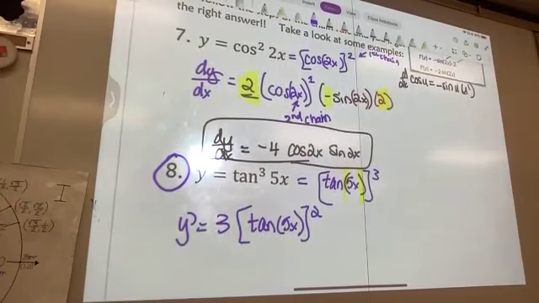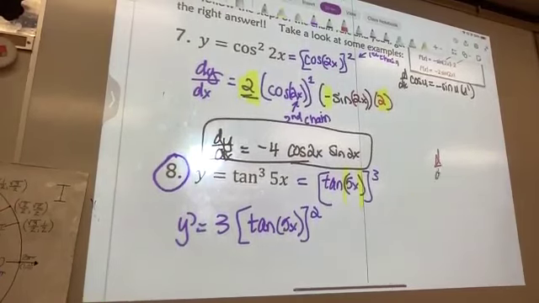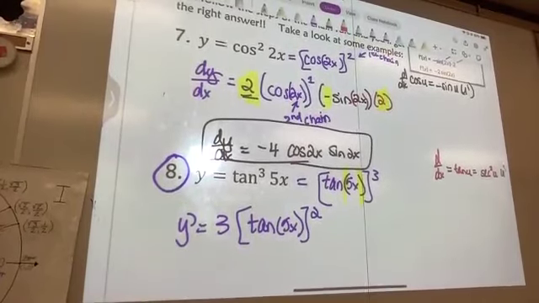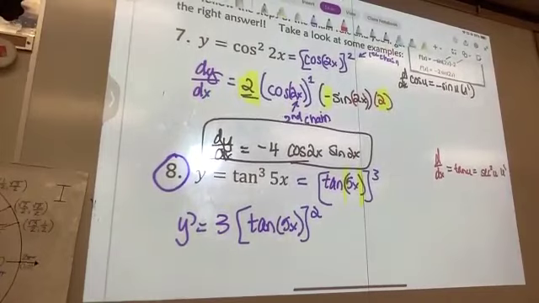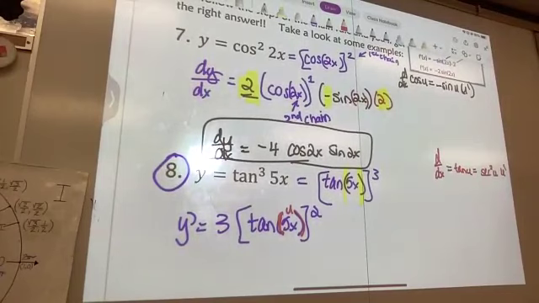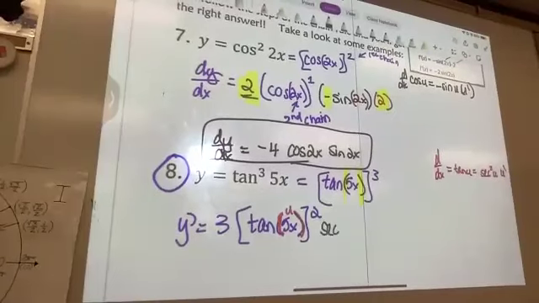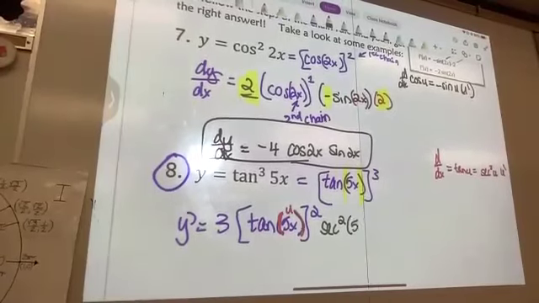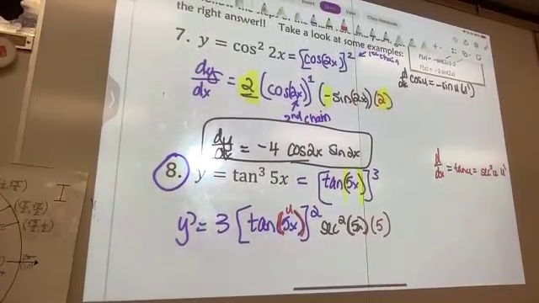So the derivative of tangent u is what? Secant squared u prime. So do you understand this is like now my second u, my second chain? So I'm going to say my derivative of what's inside is secant squared of 5x times 5. We getting it?